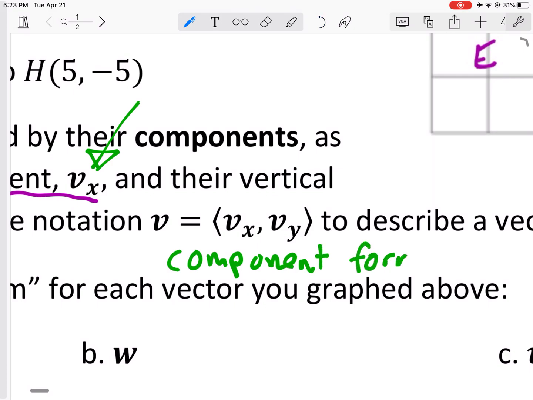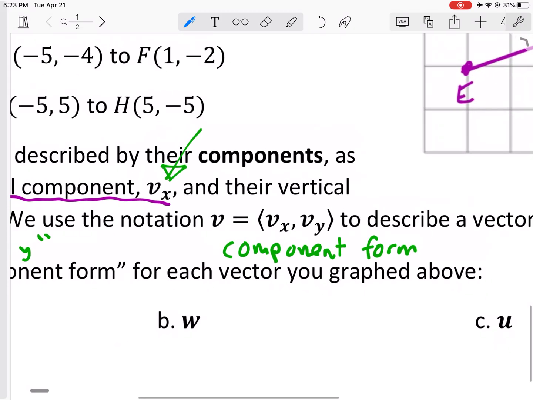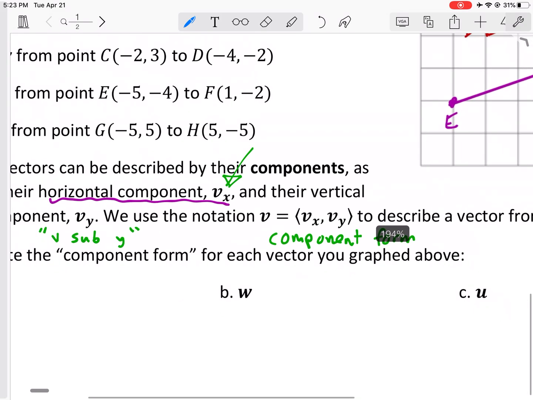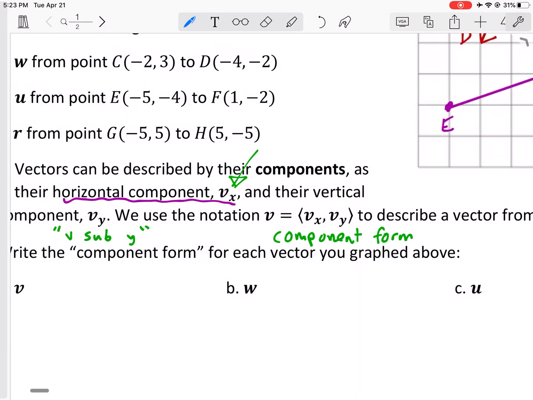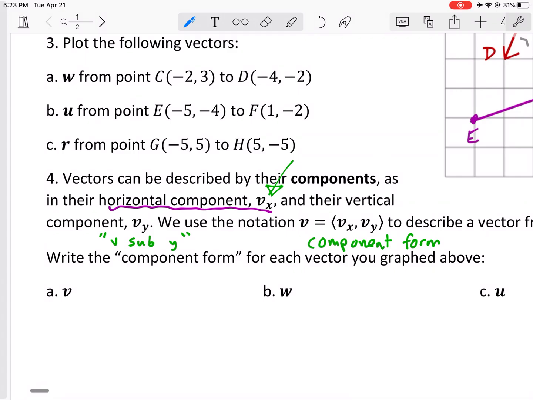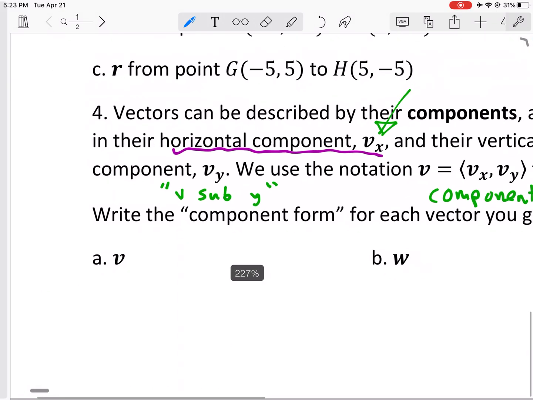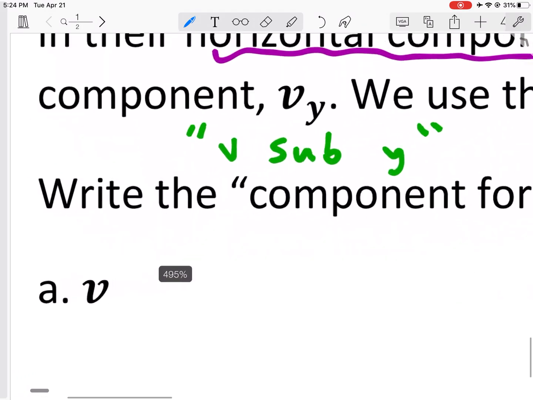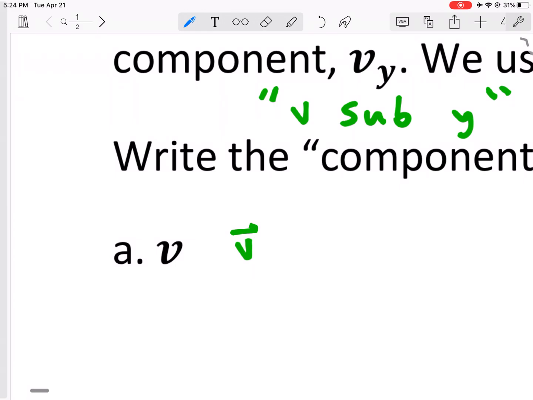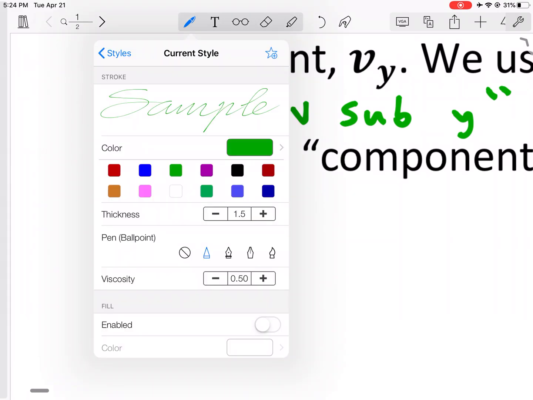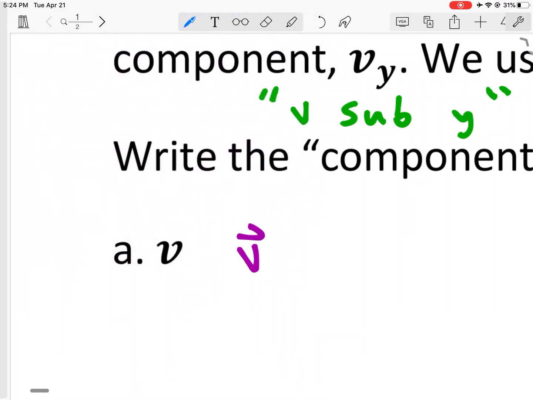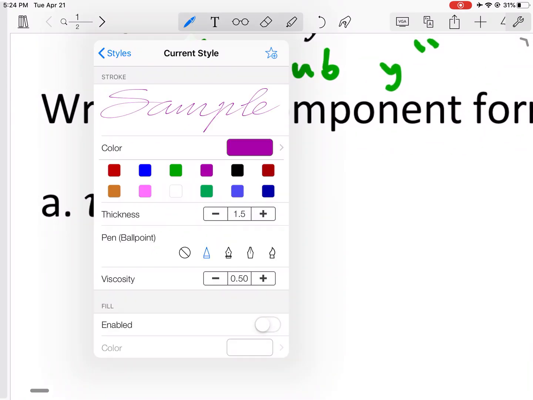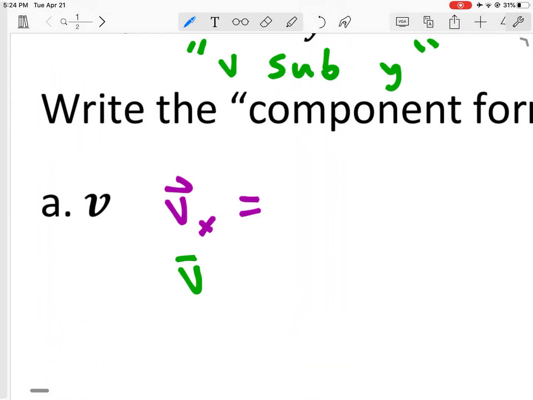There are several ways that we can write a vector. This is one of the more common ones, and we'll end up seeing different ways that we write it throughout this discussion of vectors. So let's look at v and write the component form of that vector that we graphed above. What we need to know is what is the vertical component and what is the horizontal component. So the horizontal component, v sub x, and what is the vertical component, v sub y.